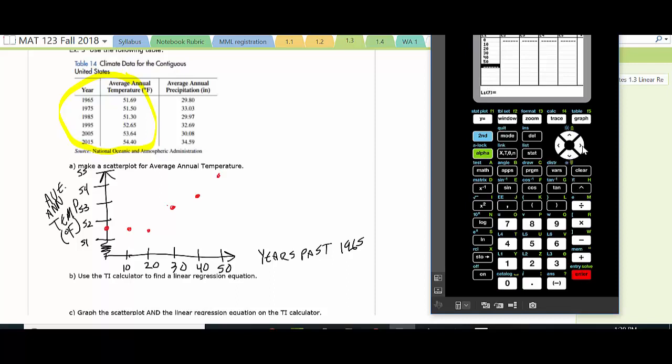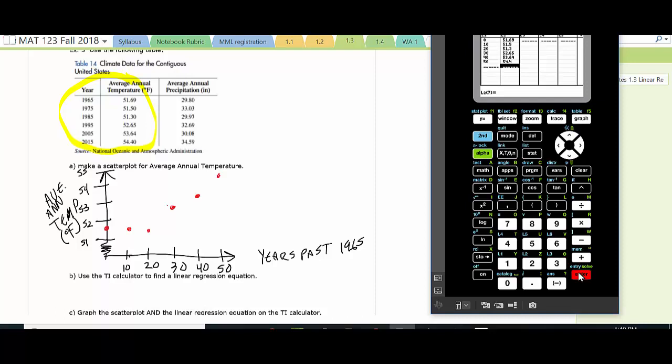Now go back. Just use your cursor key. Now put everything in L2. So in L2, just put the numbers in. We have 51.69 and so forth. 51.5. And let's see, we're at 51.3. 52.65. And 53.64. And 54.4. You're a lot faster than I am. It sometimes takes a little more time to put that in your calculator. All right, everybody with me?